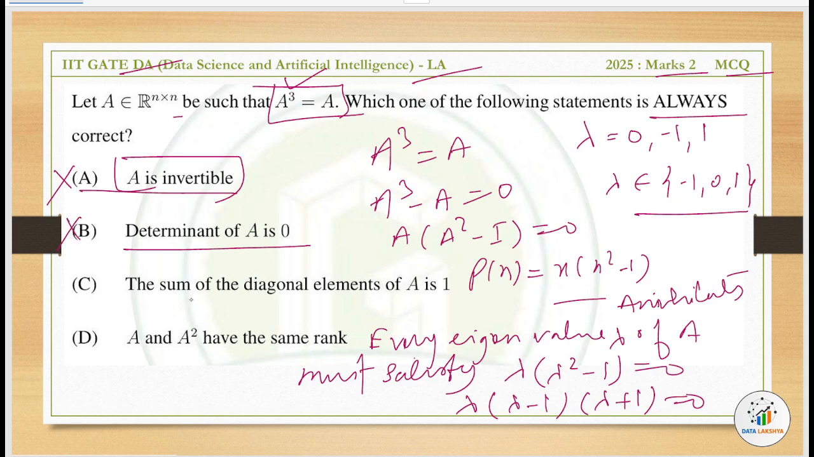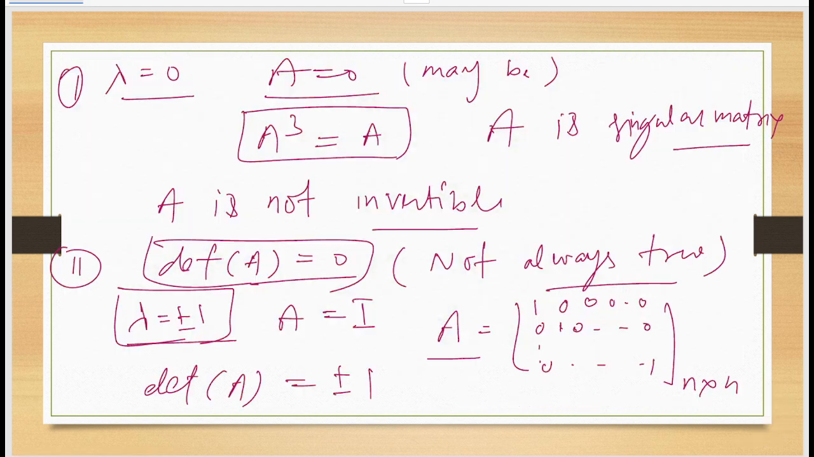Now let us see the third option. Sum of the diagonal elements of A is 1. As we know, the sum of the diagonal elements is also known as the trace of a matrix A. So what it says is, trace of A equal to 1, right?